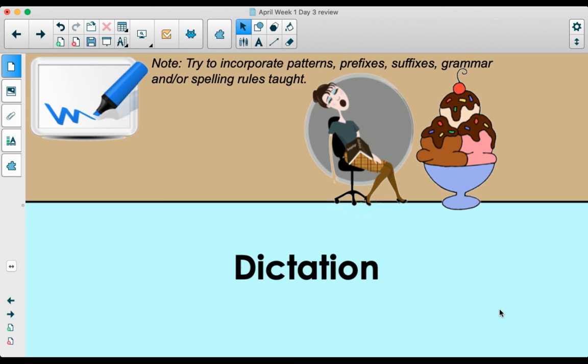I'll read it one more time. It is impossible to wake up your teachers after they eat a big dessert. Let's go over that first part. Remember, boys and girls, if you don't get to write down the whole sentence, it's okay. Write it down with me as I go over each part of the sentence.